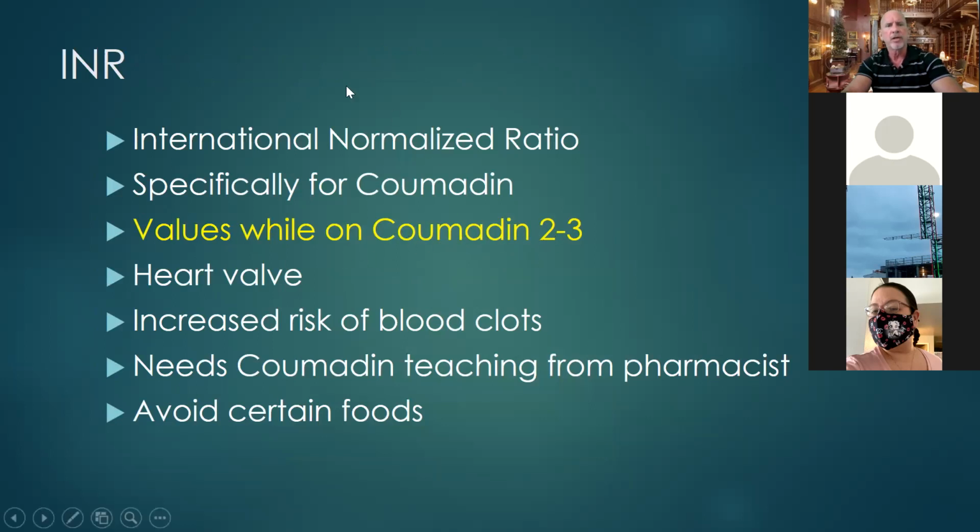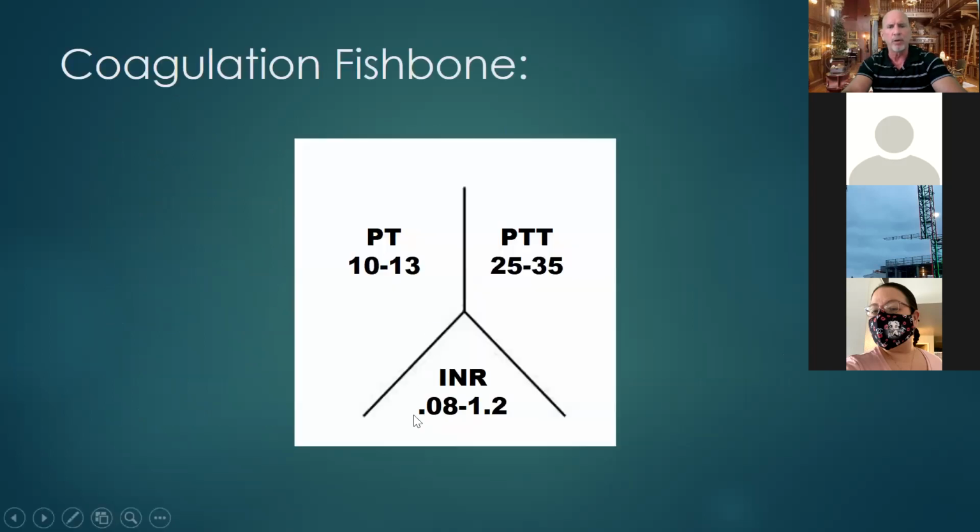She gets her INR checked. INR is the test we use if the patient is on Coumadin. International normalized ratio is what INR stands for. And normally it runs below 1, I think 1.5, what was the normal value? 0.8 to 1.2. That's for you and me with our normal coagulation.